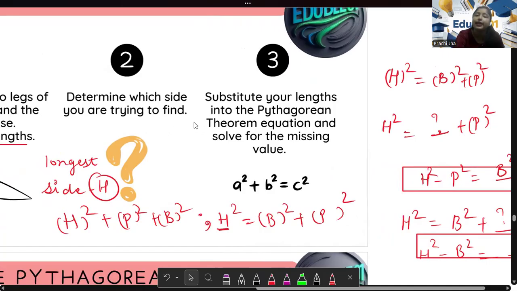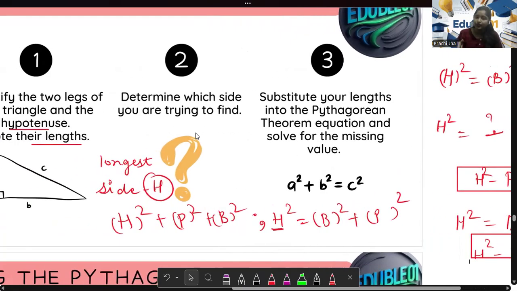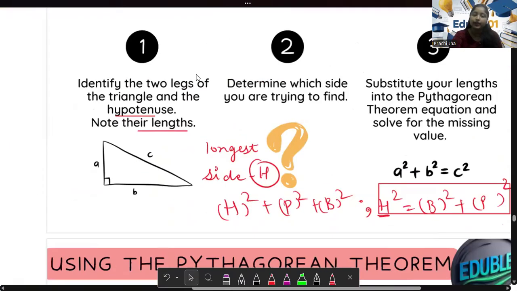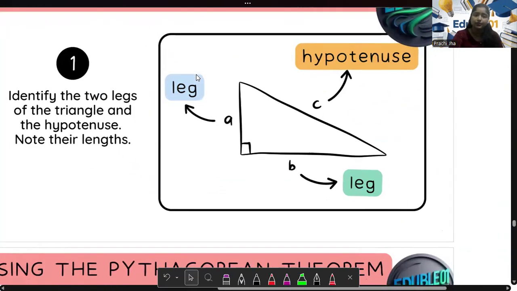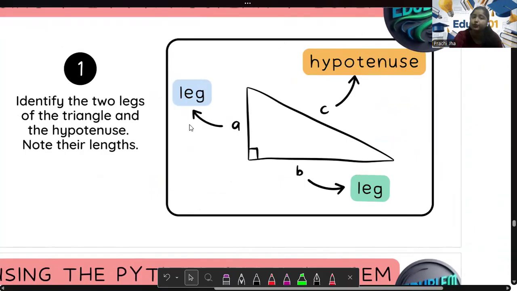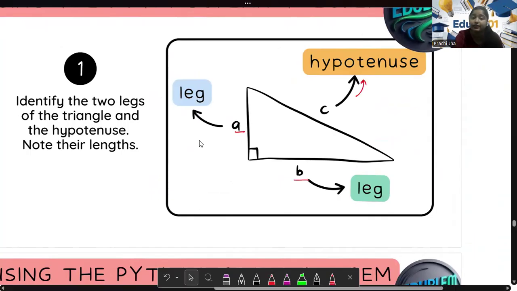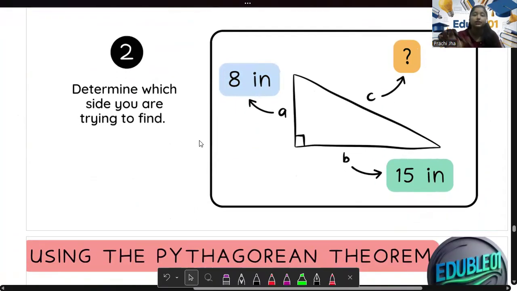Now, substitute your lengths into the Pythagorean theorem equation and solve for the missing value. So here we have the equation. We will put whatever length is given into this theorem, and then we can find out the answer. So let's move ahead now. As you can see, the first step is to identify the two legs of the triangle. In this case, this and this one are the legs, and this one is the hypotenuse that is given, right? Using the Pythagorean theorem.